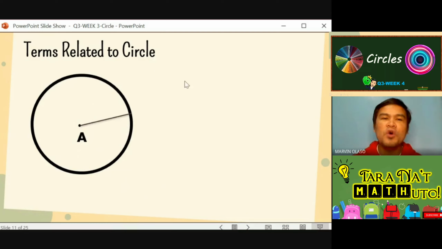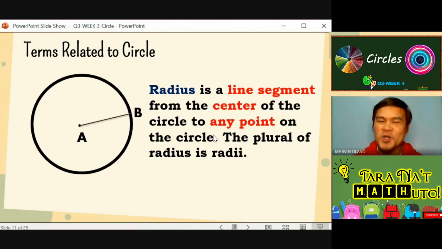So this is what you call, yan, lagyan natin ng label din yung pangalawang point na ito. So we call this as radius. Radius is a line segment from, ayan, the center of the circle to any point on the circle. So alam naman natin, kanina sinabi ko na, the plural of radius is radii. So since isa na lang yung tinira ko, what do you think is the radius in the circle?